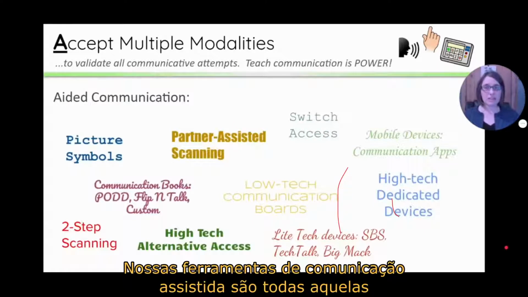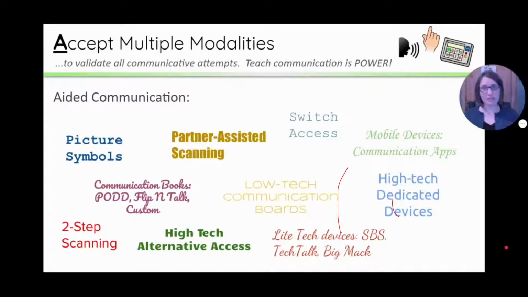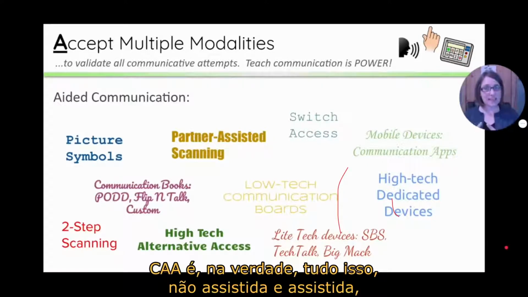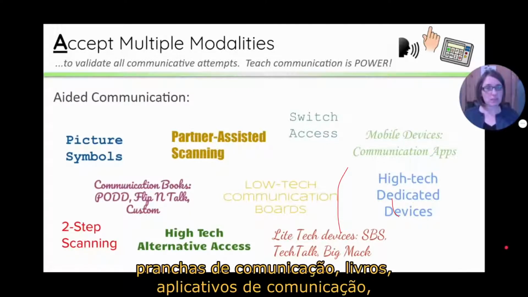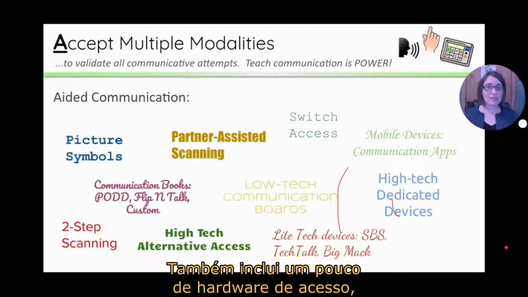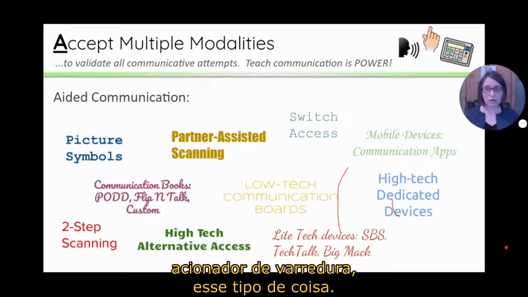Our aided communication tools are all the ways that we communicate that do require something extra. So oftentimes we think of this as what AAC is. AAC is actually all of these things, unaided and aided. But it includes things like picture symbols, communication boards and books, mobile communication apps, dedicated devices, light tech tools. It also includes some of our access hardware, such as eye gaze modules or scanning switches and that sort of thing.